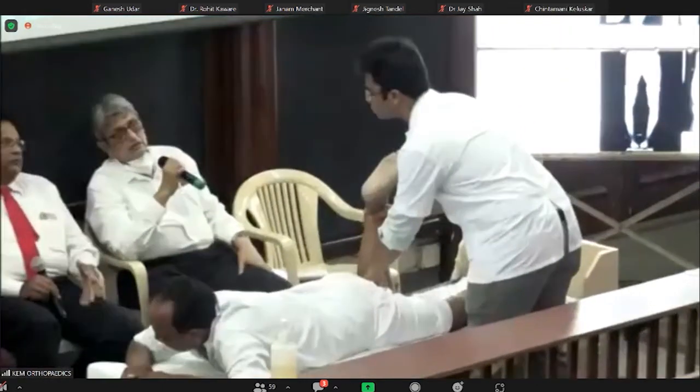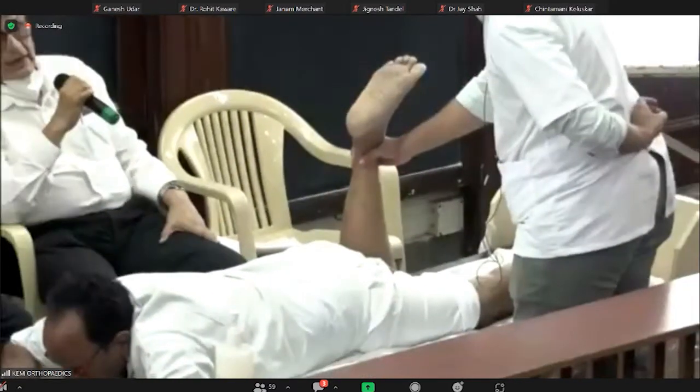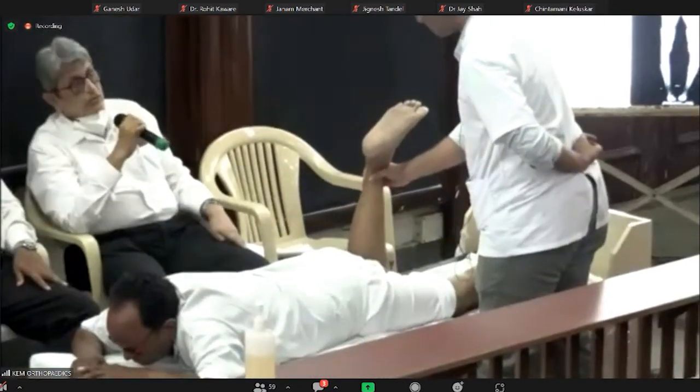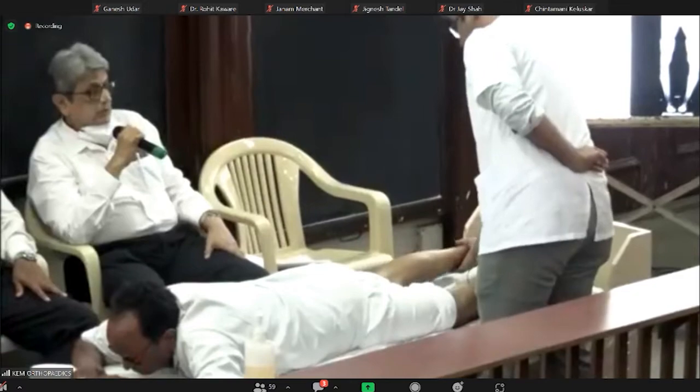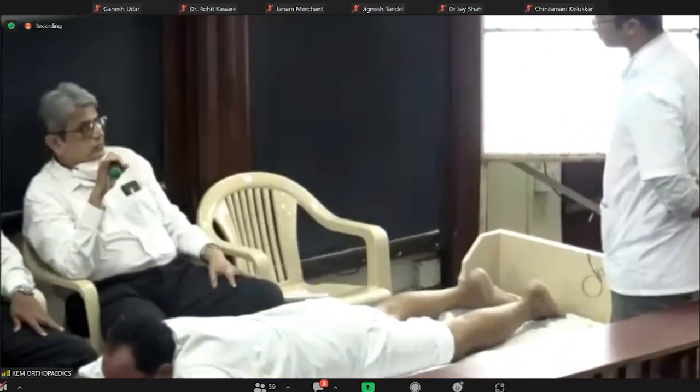See that? 90. Maybe just 90, because the quadriceps are not relaxed. Relax. So this is how you test the flexion. Otherwise, he'll be able to do this much, and you'll say it is 120, but that is not so.